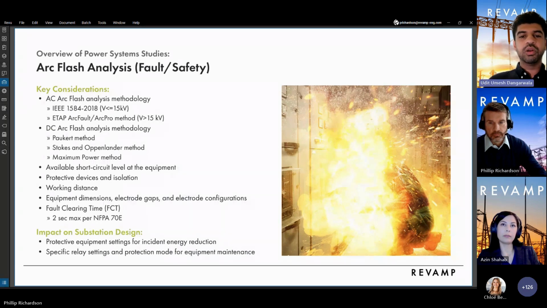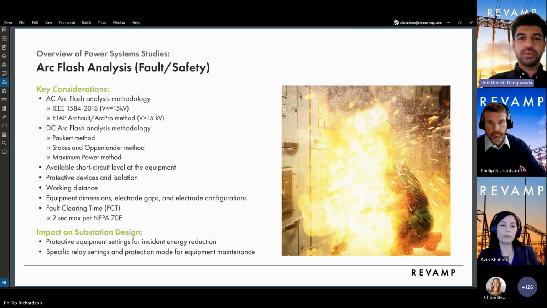There are multiple methodologies for performing arc flash analysis. For AC arc flash analysis, for equipment with voltages less than or equal to 15 kV, typically the method prescribed in IEEE standard 1584 is preferred. For voltages greater than 15 kV, ETAP arc fault or arc pro method, which are compliant with the OSHA requirements, are preferred. The typical DC arc flash methodologies include the pocket method, Stokes and Oppenlander method, and the maximum power method.